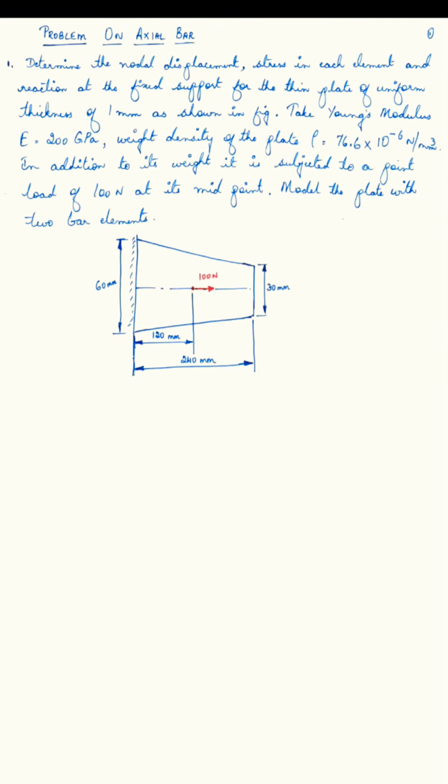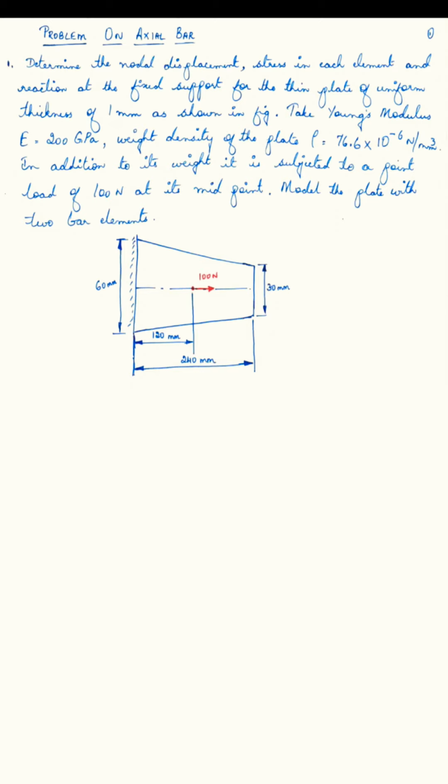We'll begin with the first problem, which deals with the varying cross section. The numericals that we have solved till now deal with only bars with uniform cross section, or stepped bars wherein each step of the bar had a cross section which was uniform.